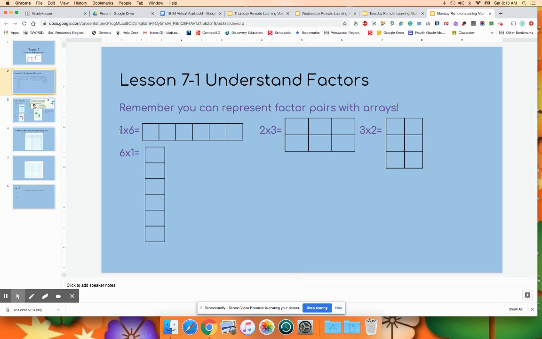So my first factor pair would be 1 times 6, one row of 6. I could then flip that around and say 6 times 1, 6 rows of 1 column, okay? I also know, because I know my multiplication facts, I could do 2 times 3 to give me 6, 2 rows of 3 columns. I can then flip that around and say that it's 3 rows and 2 columns, okay? So 1 times 6, 6 times 1, 2 times 3, and 3 times 2 would be all of the factor pairs for 6.